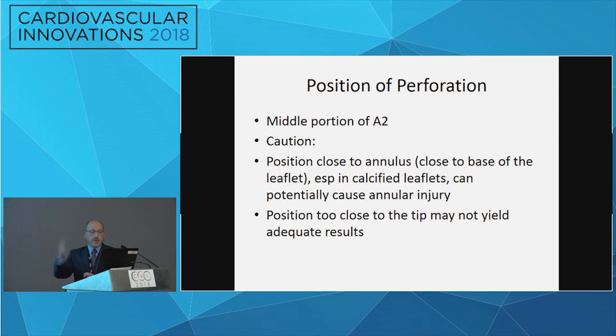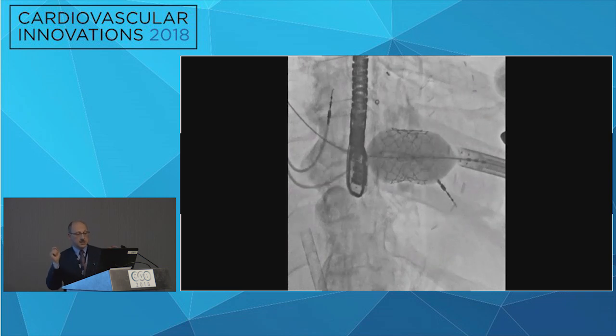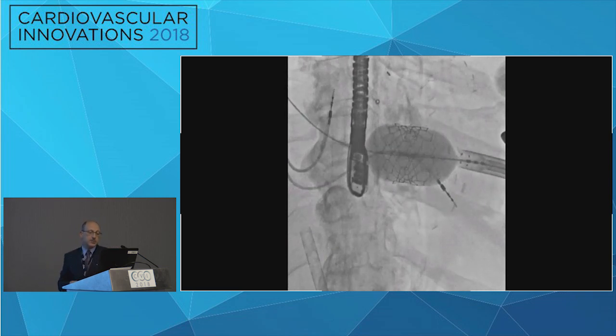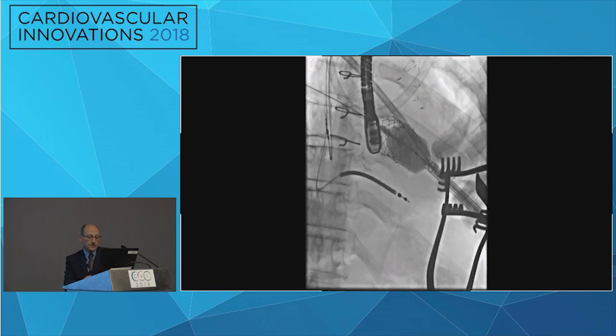If you position it too basal, close to the annulus, especially in calcified leaflets, the inflation of the balloon may actually injure the annulus. And this can potentially lead to very serious complications. If you position it too close to the tip of the leaflet, you may not get the desired result with actually minimizing LVOT obstruction. After that, over the same wire, through the same defect, the SAPIEN valve is positioned and is deployed in the usual 70-30 approach, and then a flaring of the ventricular portion of the valve is performed.